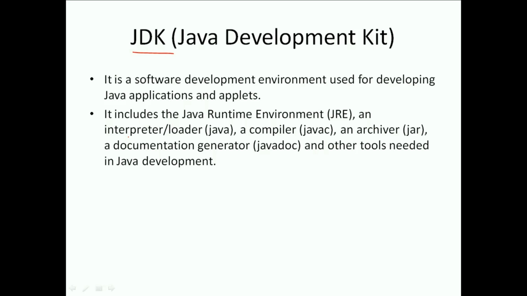The first one is the JDK, which is the Java Development Kit. The Java Development Kit is a software development environment used for developing Java applications and applets. We will cover applets in future videos. It's a very good concept in Java. It includes the JRE, that is the Java Runtime Environment, an interpreter, a loader, a compiler, and many more tools in Java development.